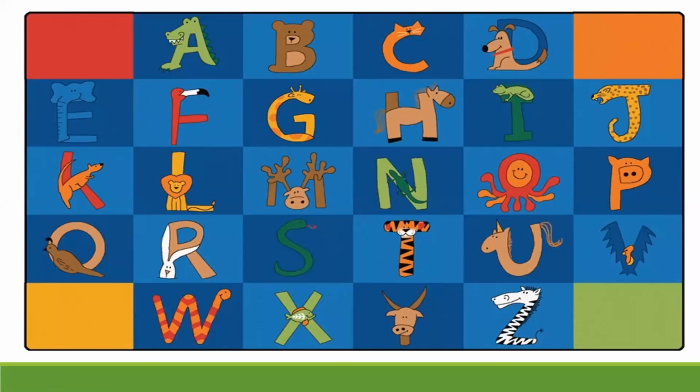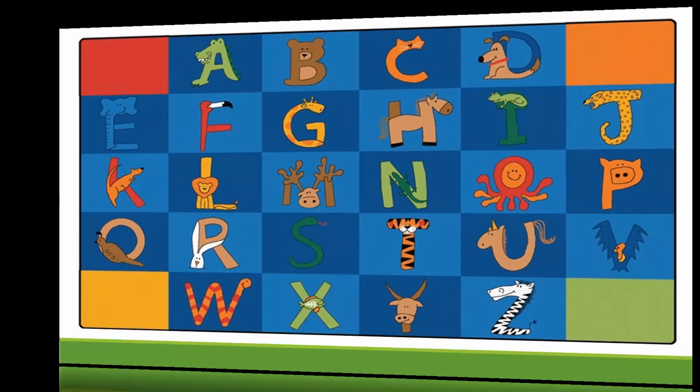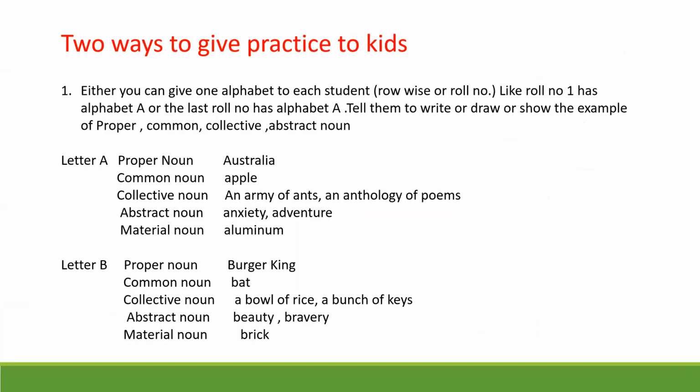Now, what is this? Are we going to teach them A to Z again? Are we going to teach a fourth grade child A to Z? No. We are going to use these alphabets to give them more examples of types of noun. So here I'm going to tell you how you can give practice to your kids.